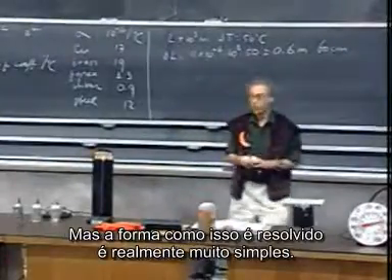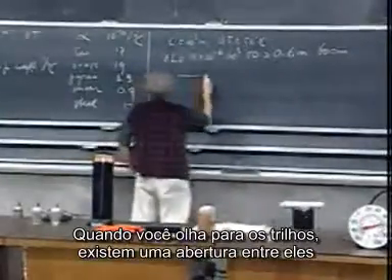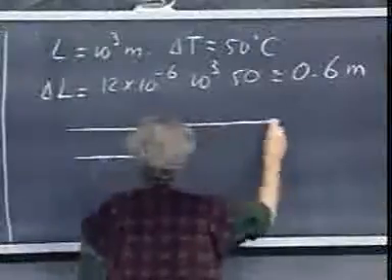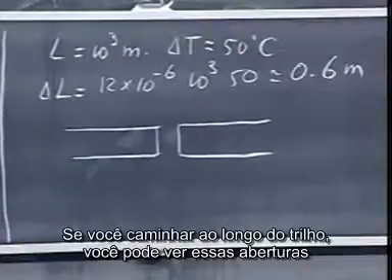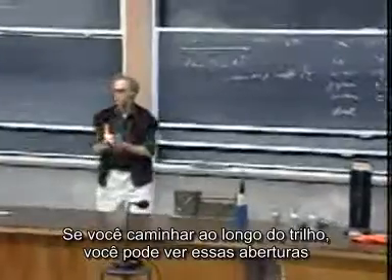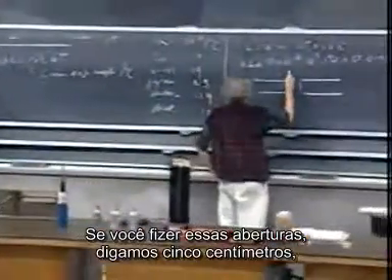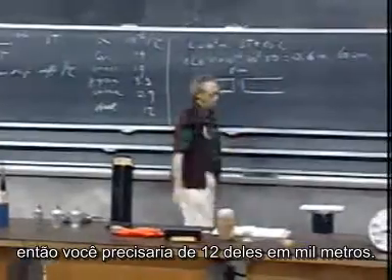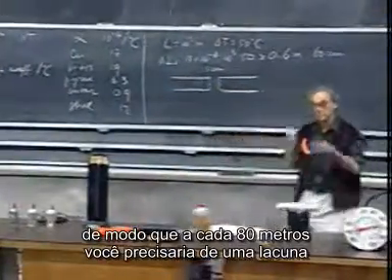Well, the way this is solved is actually quite simple. When you look at rails, there are openings between them. They're very distinct. They're about 5 centimeters. When you walk along the rail, you can see them. And if you make these openings, say 5 centimeters, then you would need 12 of them in 1,000 meters. So every 80 meters, you would need a gap.